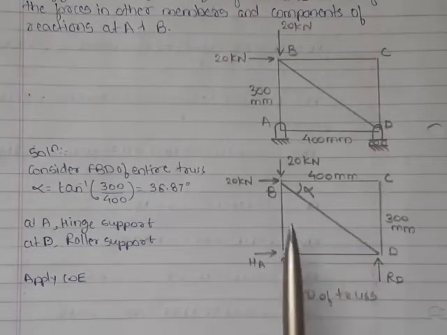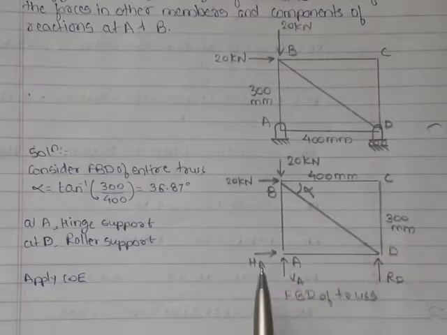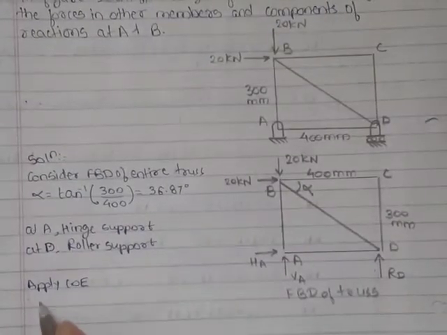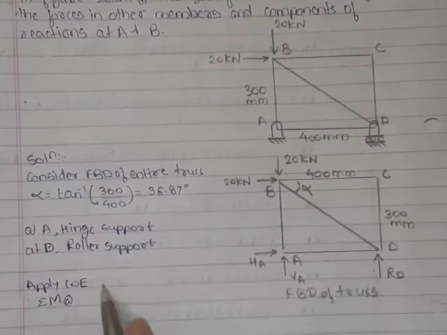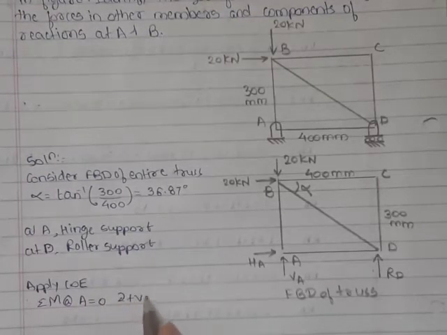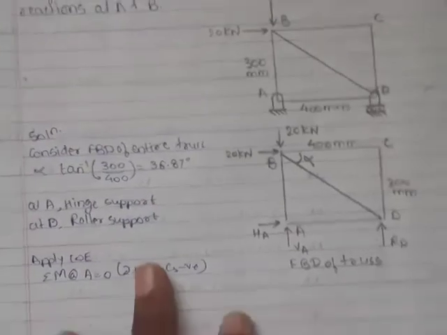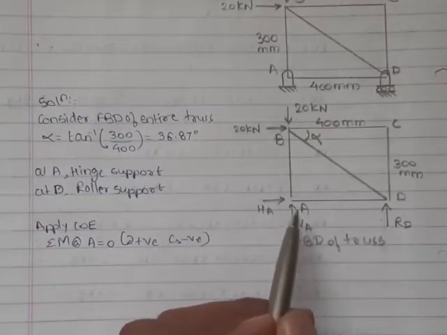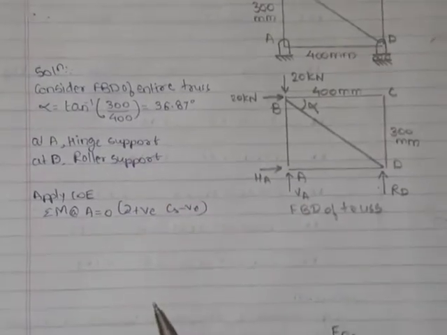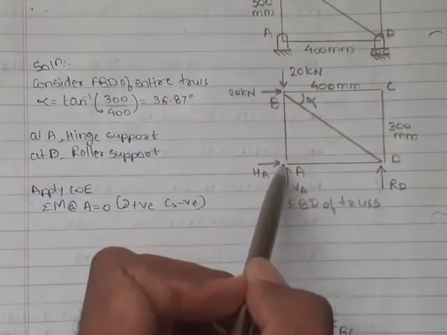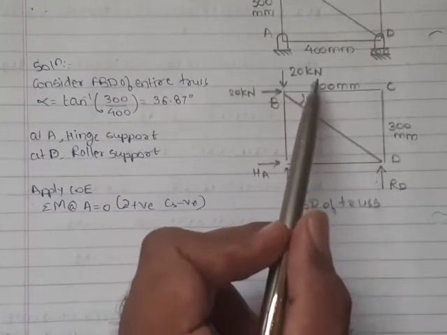loadings. First, we'll apply condition of equilibrium to entire truss to find out the reaction at the support. So we'll apply condition of equilibrium, summation moment of all forces about point A equal to 0. Our assumption is clockwise movement positive, anti-clockwise movement negative. So here HA, VA are passing through A. So its movement will be equal to 0. Also this 20 kilonewton, its line of action is passing through A. So movement of this 20 kilonewton force will be 0.